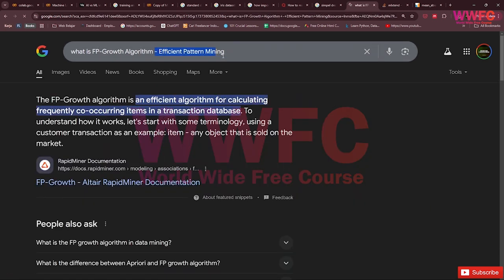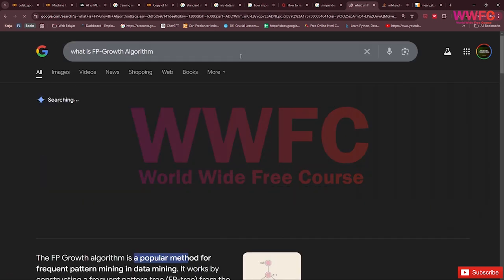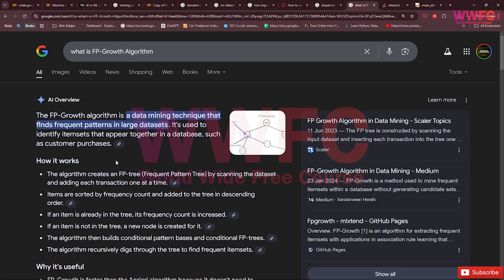FPGrowth algorithm? The FPGrowth algorithm is a data mining technique that finds frequent patterns in large datasets. So there is a lot of data, but it can find the patterns in the datasets. It is used to identify itemsets that appear together in a database, such as customer purchases.